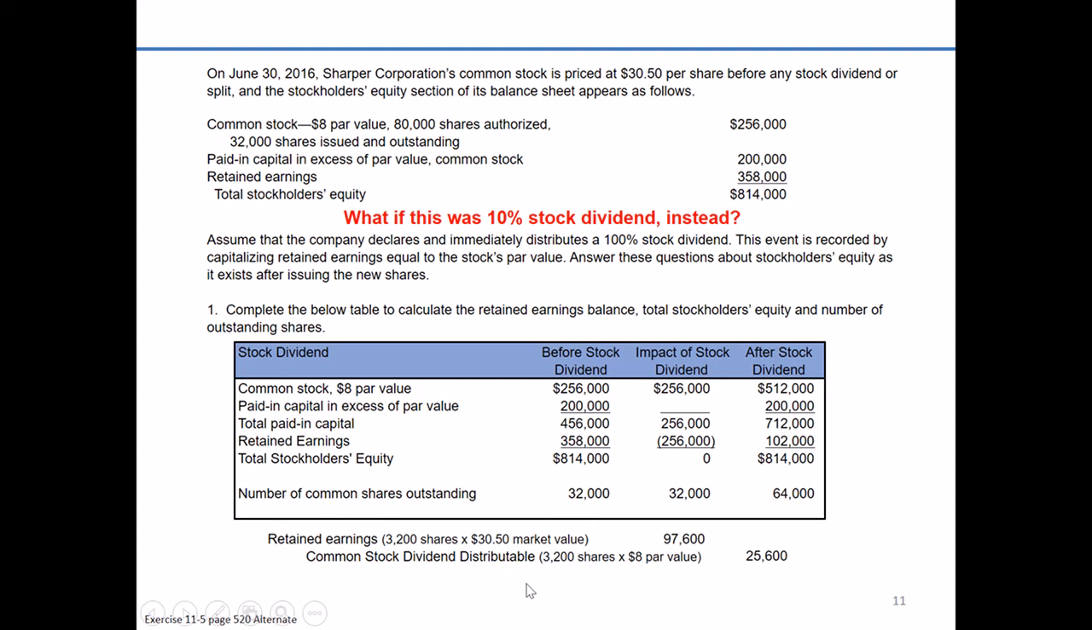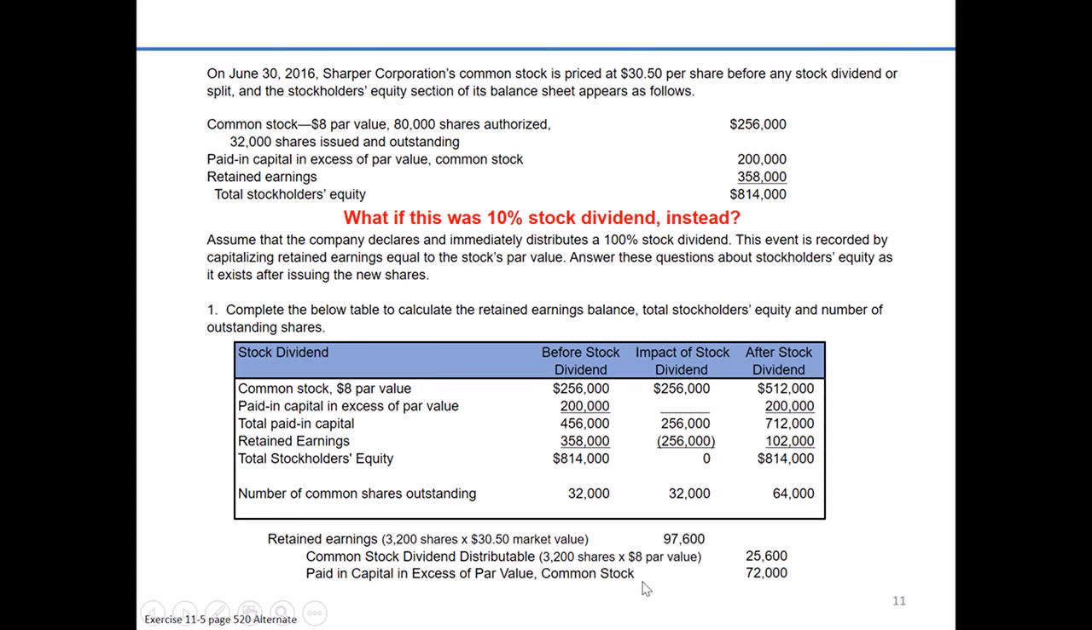So very similar here. Also very similar to what you do when you issue or sell shares of stock to stockholders, you'll take the difference between the par value and the market value and you'll credit it to paid-in capital in excess of par value. So $97,600 minus $25,600 gives us a total credit to paid-in capital in excess of par value of $72,000. Now, I didn't show the entry here. That's when you declare the dividend.